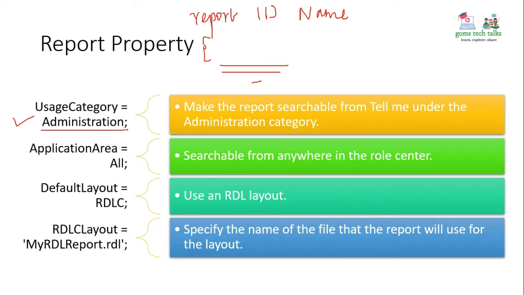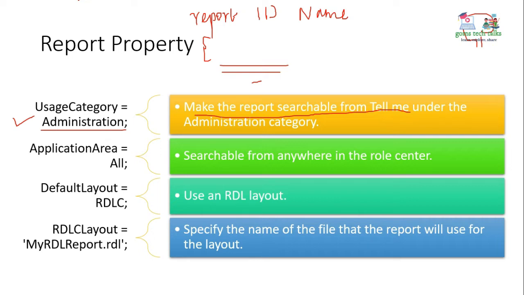The next one is the application area. Why should you use the administration category? Because if you go with the administration category, you are making the report searchable from Tell Me. Tell Me is a search bar in your role center, so from there you can find the specific report which you are going to generate in the administration category. The application area is equal to All. In the sense, if you click on Tell Me and search for your report, it will show up the report completely.